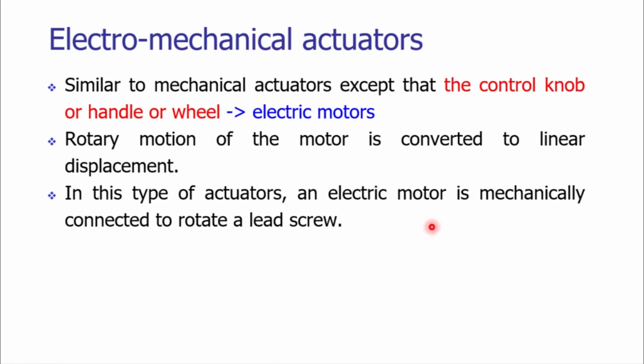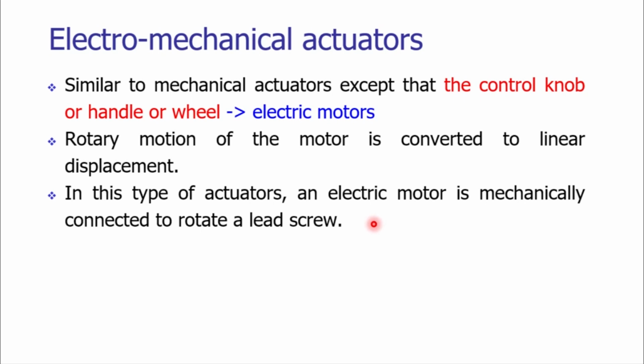To convert that rotary motion of the electric motor shaft, we need to have the connection of the electric motor with the lead screw. In the electromechanical actuators arrangement, we are connecting mechanically the electric motor with the lead screw. The electric motor is driving the lead screw and the lead screw is rotating, and the nut on the lead screw is translating.